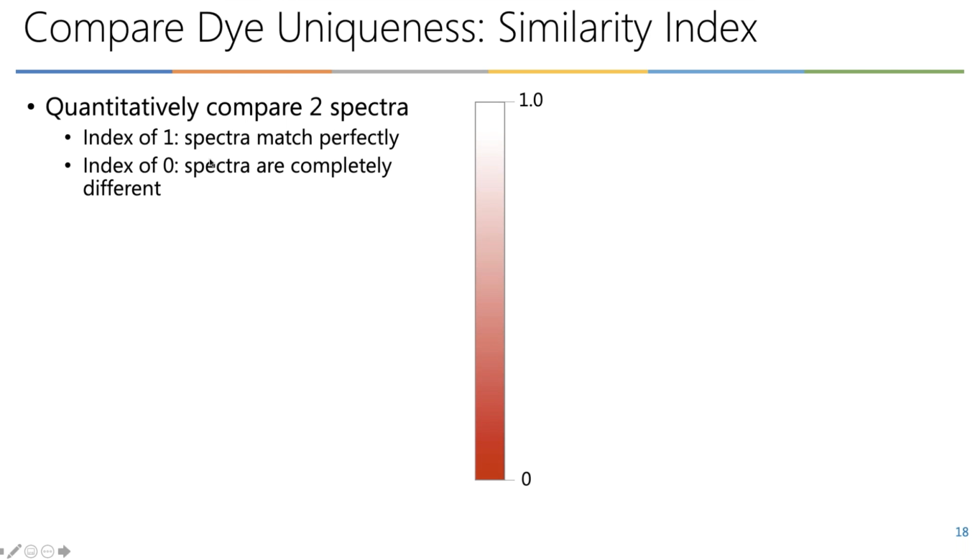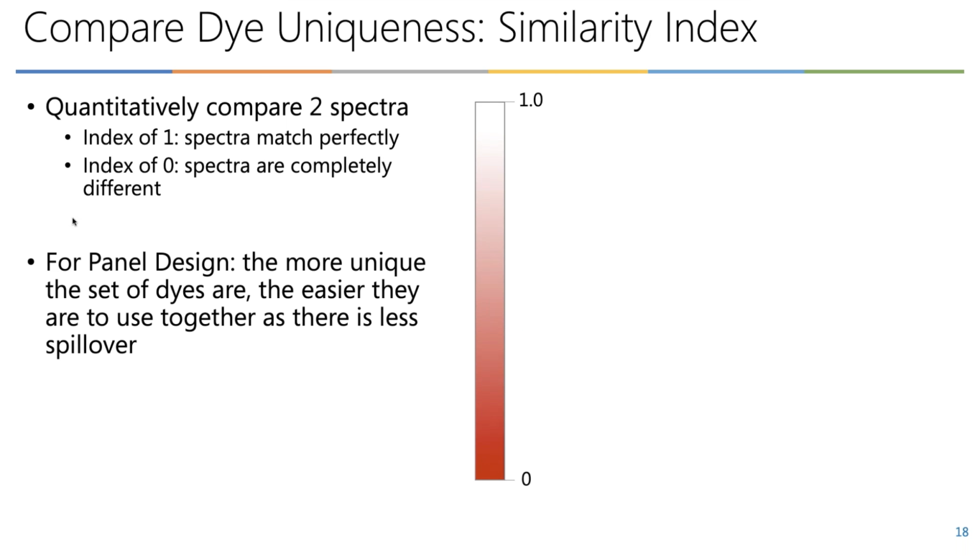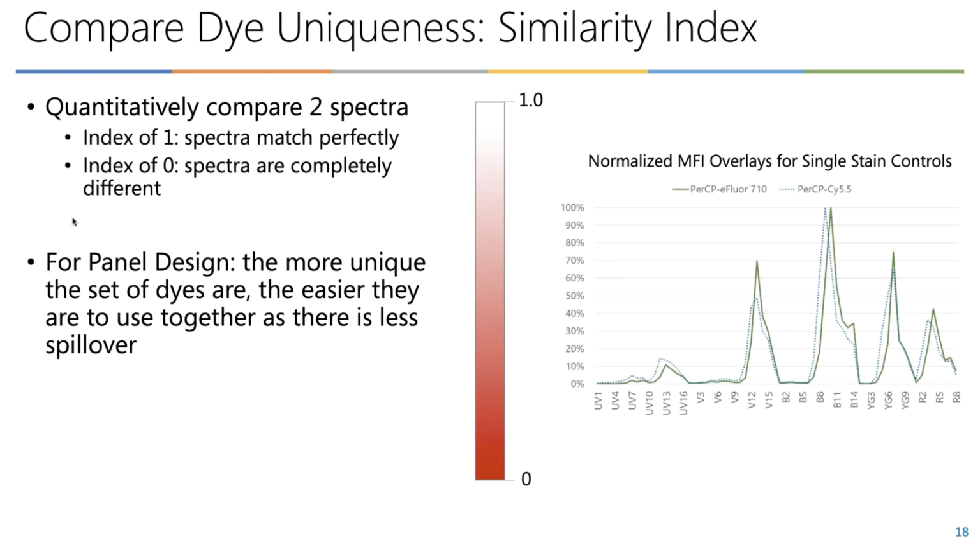If you are interested in the math and how we calculate this similarity index, please do not hesitate to reach out to us. I don't have time today to explain it, but we have lots of data, and this similarity index has opened the door for us to explore more and more dyes, because now we have a very robust metric to assess what is the same and what is not. So let's look at two dyes. PerCP-eFluor 710 is a beautiful dye from Thermo Fisher that we really like, and then PerCP-Cy5.5 is one of our more classic dyes that many of you use.